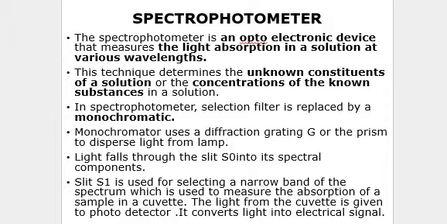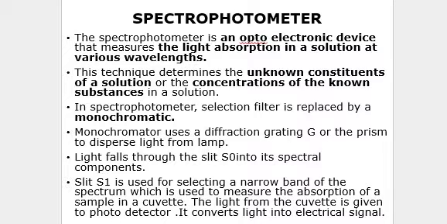The light falls through the slit S0 into the spectral component. Slit S1 is used to select the narrow band of spectrum, which is used to measure the absorption of the sample in a cuvette. The light from the cuvette is given to the photodetector. It converts the light into an electrical signal.